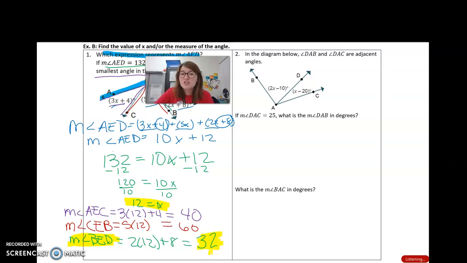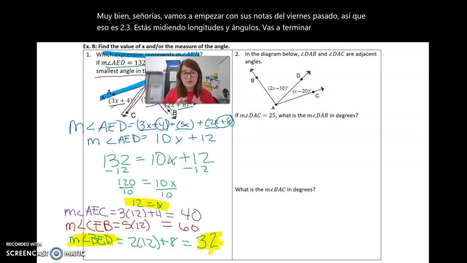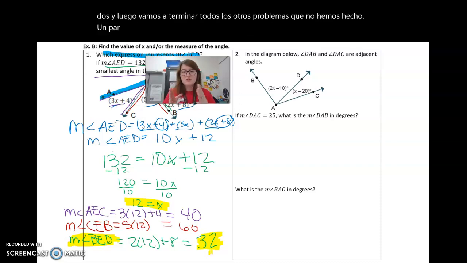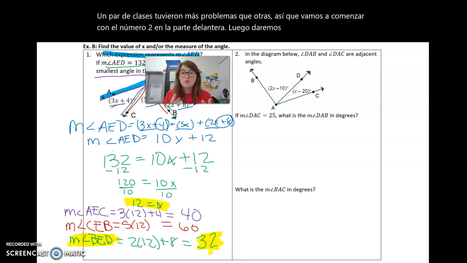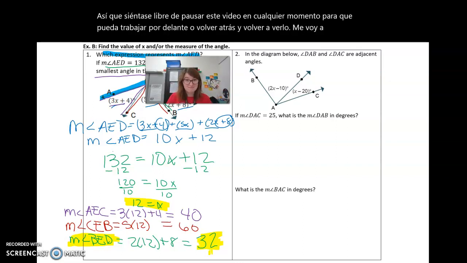All right, ladies and gentlemen, we are going to get started on your notes from last Friday. So that is 2.3, measuring lengths and angles. You are going to finish up problem 2, and then we're going to finish up all the other problems that we have not done. A couple of classes did more problems than others, so we're going to start with number 2 on the front side, then we'll flip it over onto the back. Feel free to pause this video at any time so that you can work ahead or go back and rewatch it. I am going to be moving rather quickly, okay?